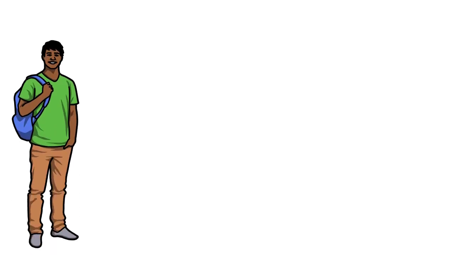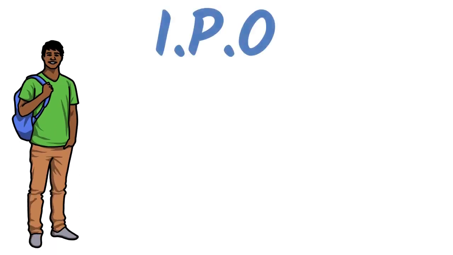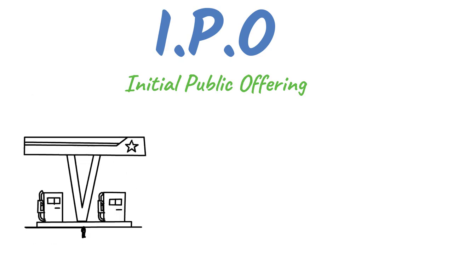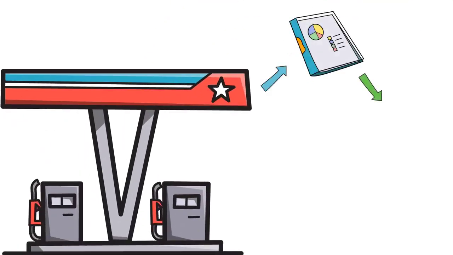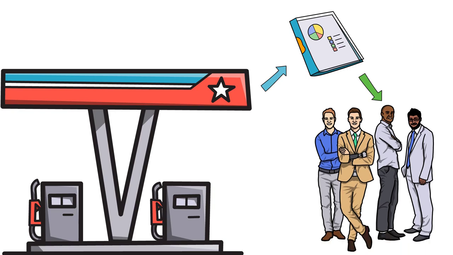In the most basic definition I can think of right now, IPO, or initial public offering, is essentially the process of offering shares of a private company for the first time to the general public. And the reason why private companies might be interested in going public is oftentimes one of three things.